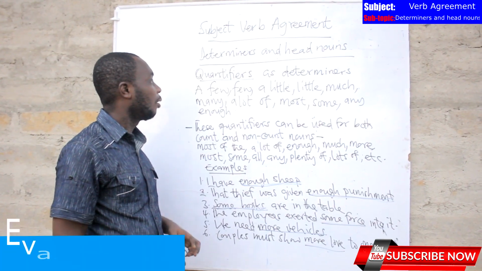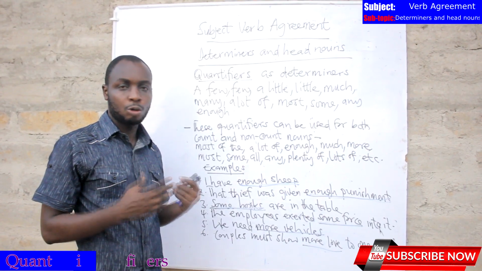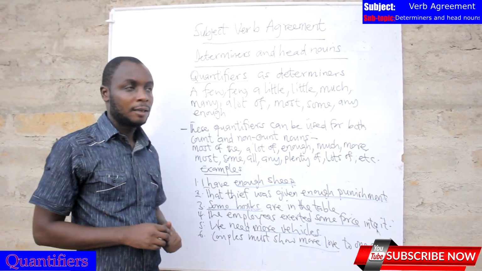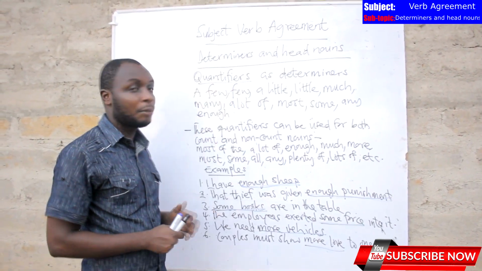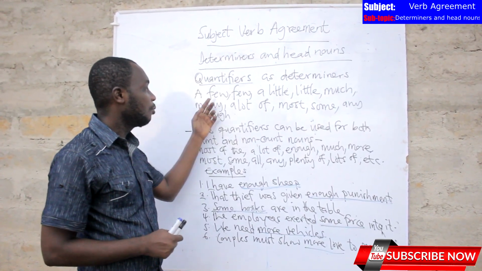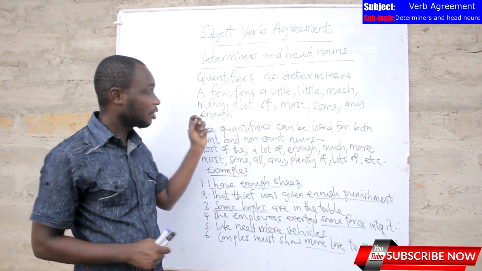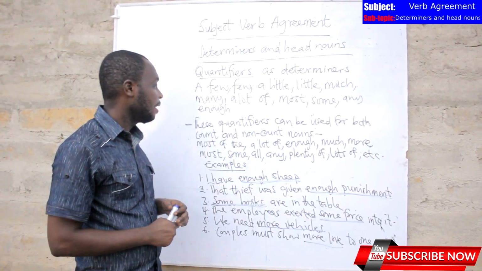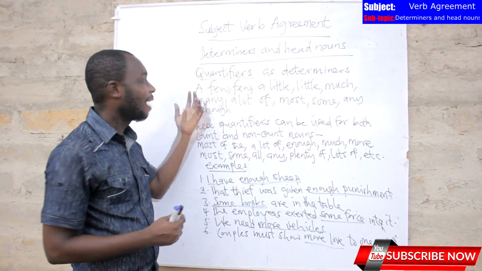This is also another type of determiner, quantifiers. We have so many of them, and I will take you through them for a while. We have these as some examples of quantifiers used as determiners: a few, a little, much, many, a lot of, most, some, any, enough, and so many of them. And we call these quantifiers.